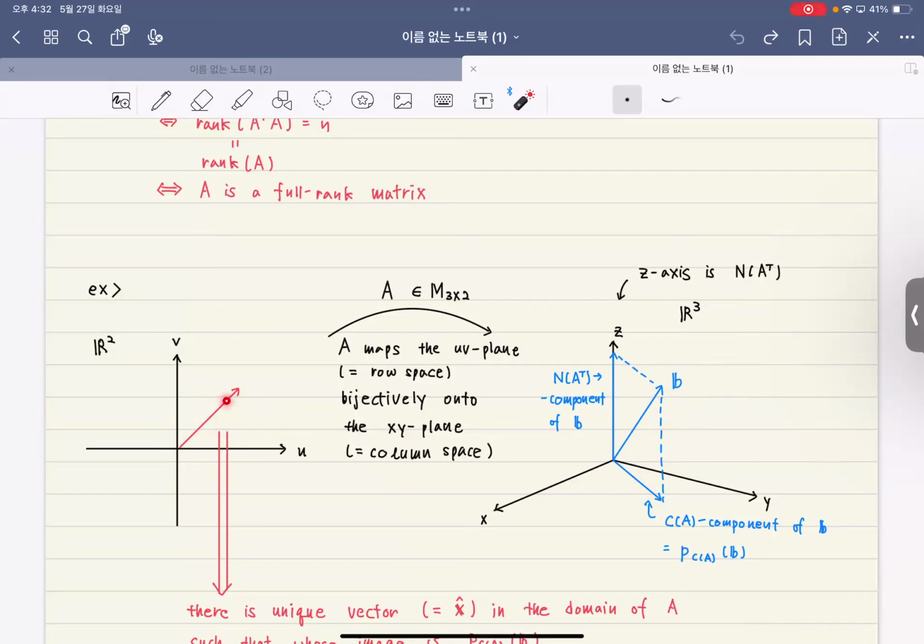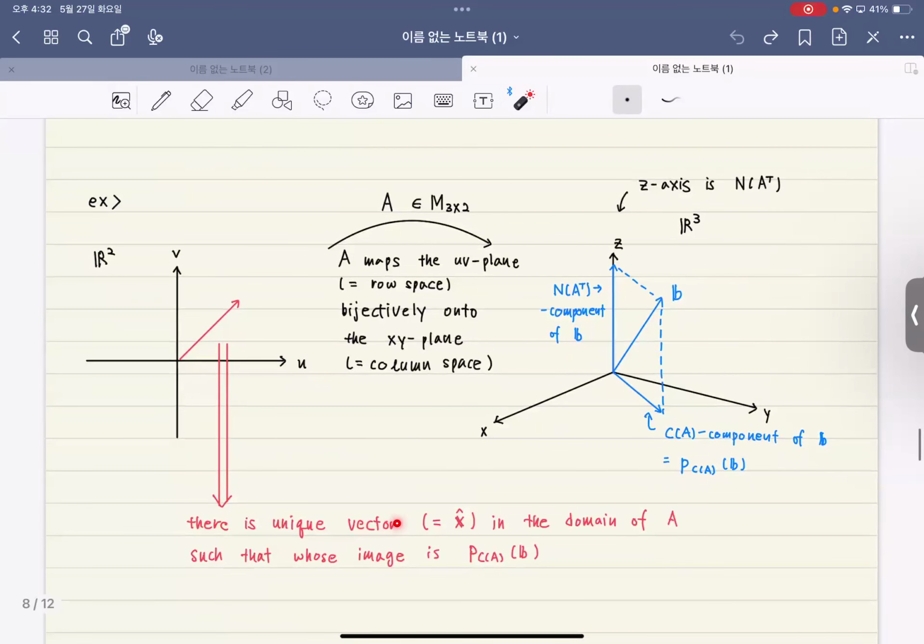And this guy, whose image is not B itself, but the image of this guy is the column space component of the vector B. This red vector over here, there is a unique vector which I will call x hat in the domain of A. So this guy is called the least square solution of the normal equation. So this is the geometric description of the normal equation, in the case when A is a full length matrix.